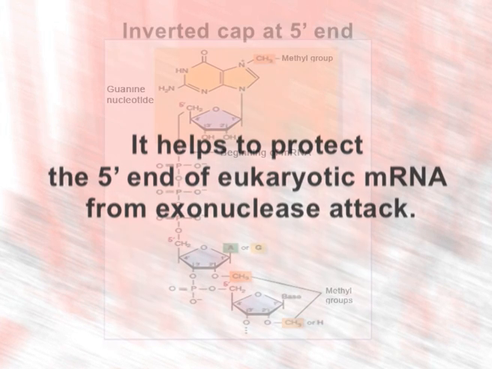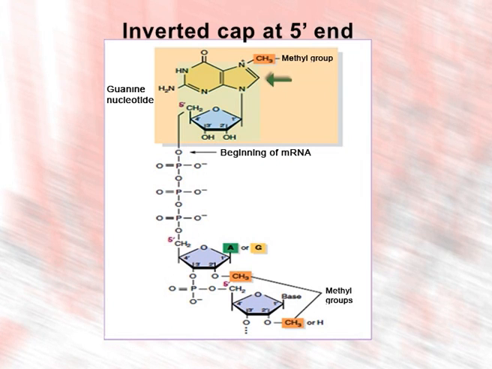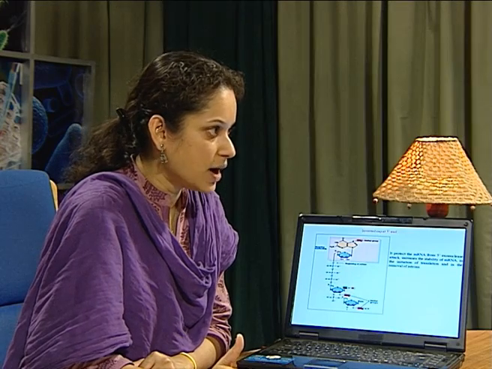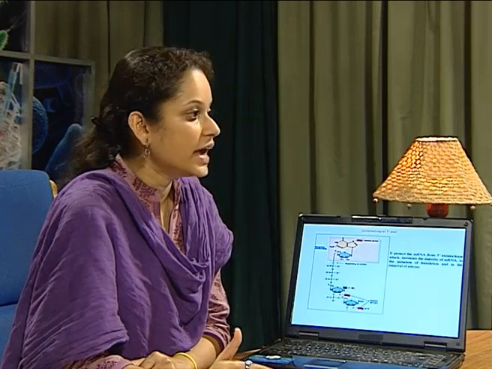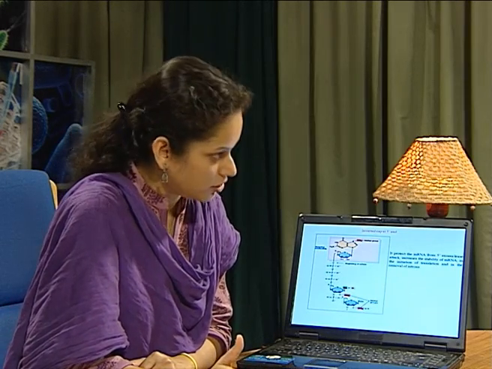The cap contains an inverted guanosine which is added to the mRNA by a triphosphate linkage. Along with it, it is methylated at the 7 nitrogen position of guanine. So it is due to the presence of the cap that mRNA is prevented from exonuclease attack, and it also increases the stability of mRNA, and it helps in the removal of introns.